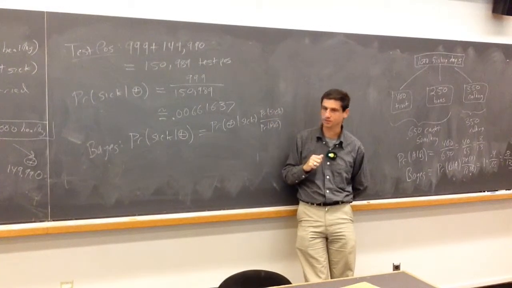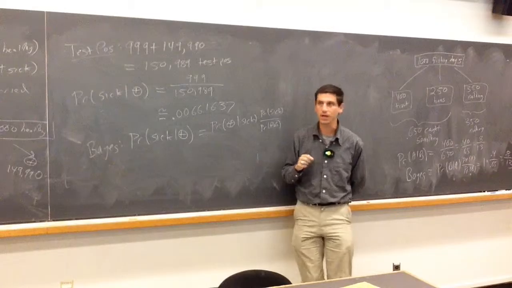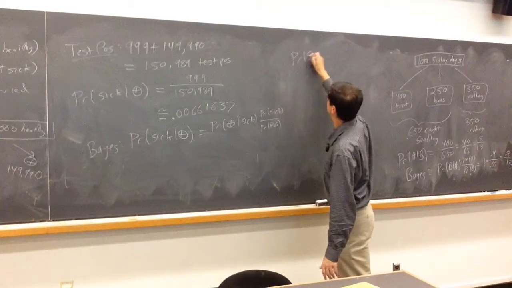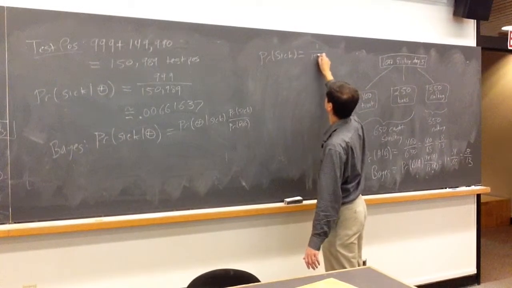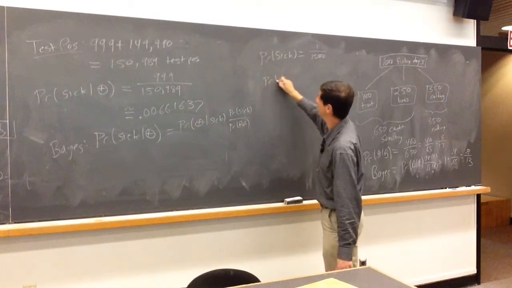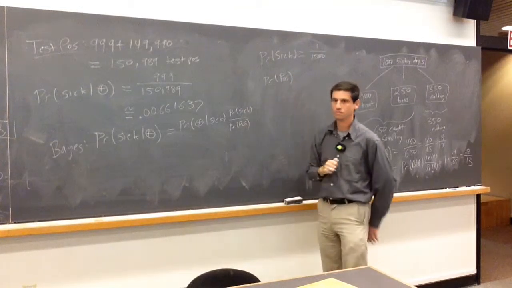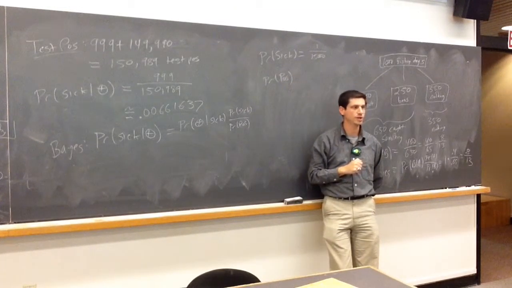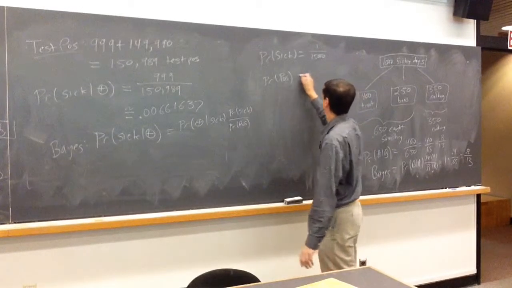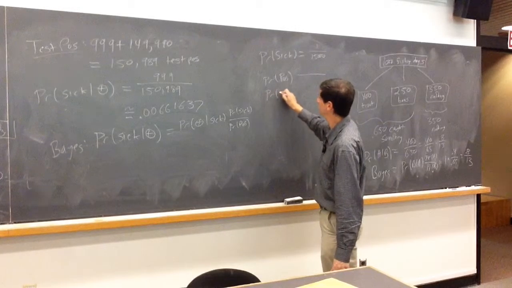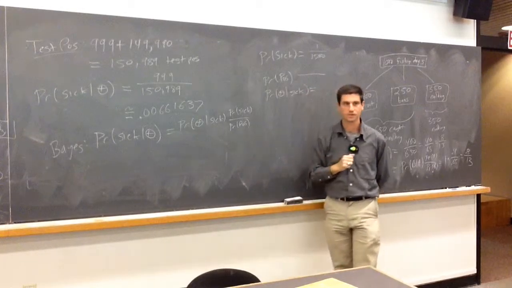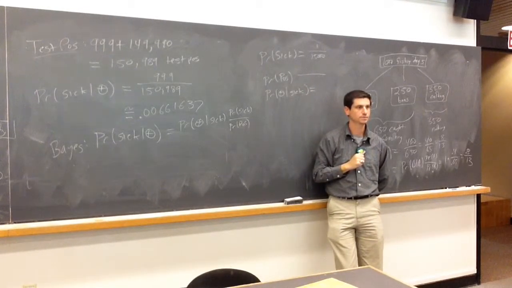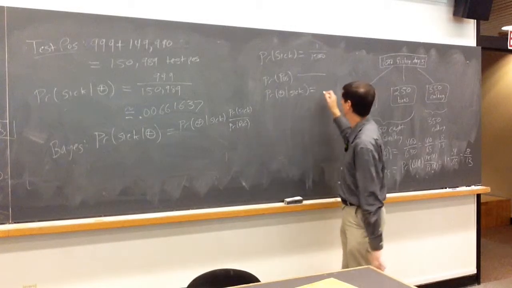What's the probability that you're sick? Do we know that? Yeah. The probability you're sick is what? 1 in 15,000. What about the probability that you test positive? Do we know that immediately, or do we have to work for that? We have to work for that. OK, so we'll hold off on that for now. What about the probability that you test positive given that you're sick? 0.99.